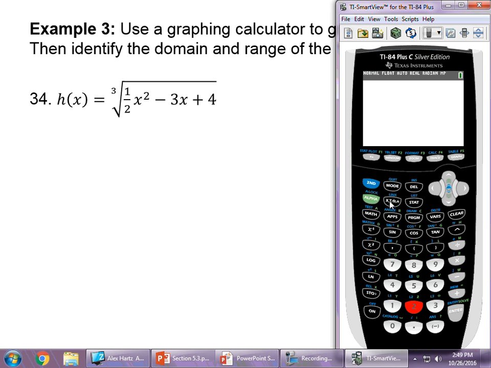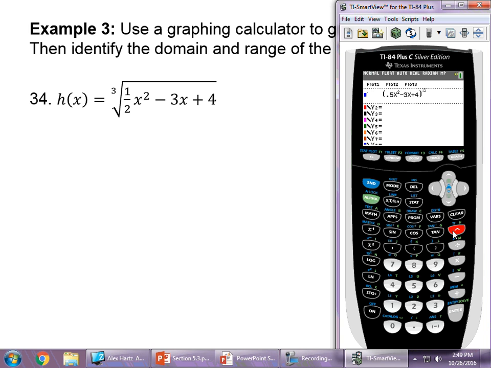So in our calculator, we could hit the math key, and you can see there's a cubed root. It's option 4. So you can do that if you want to. I'm going to actually choose not to do that because I'm going to show you a method that works for any calculator. So let's quit out of that. I'm going to go to y equals, and I'm going to type in parentheses, I want 1/2, that's 0.5, x squared minus 3x plus 4, and I want all of that being cubed rooted.